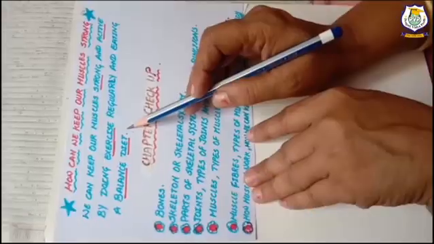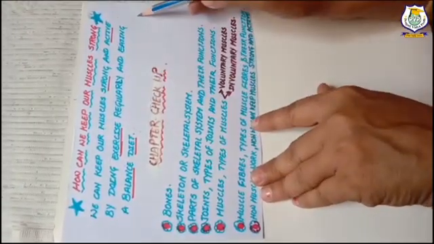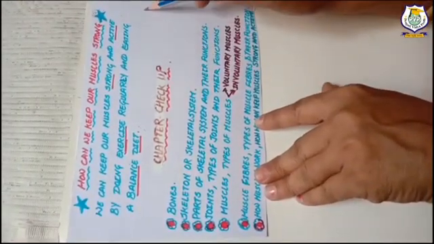How can we keep our muscles strong? We can keep our muscles strong and active by doing exercise regularly and eating a balanced diet. To keep our muscles strong, we have to do exercise regularly and eat a balanced diet. Thank you. With this, we have completed our chapter 3, the skeletal system.